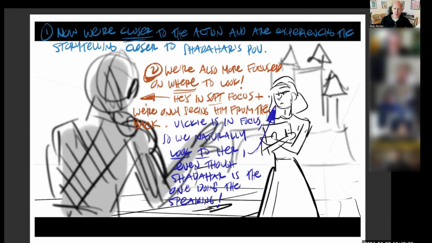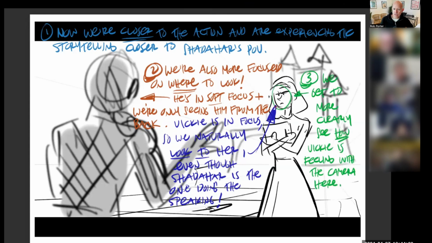Because again, what's the story point, everybody? We want to see her reaction to his whining about not being given an opportunity to take a clear shot at the king because he didn't know about what? He didn't know about the reservation system. And we need to see a reaction. So this is a better angle to tell that story point.